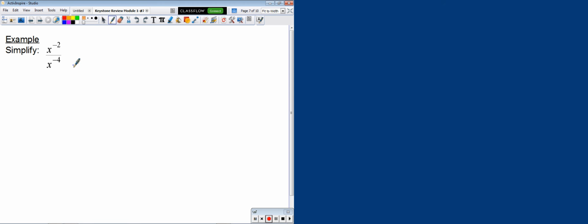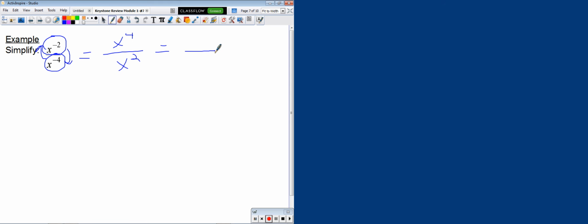So something like this, just note that the variables are the same, but what I want to do first is make the exponents positive. So x to the negative 2, I'm going to put that on the other side of the fraction. I'm going to make the exponent positive. Same thing, x to the negative 4, that's a negative power. I'm going to put that on the other side of the fraction, and I'm going to make that positive as well. So just note here that what we have is two variables that are the same.